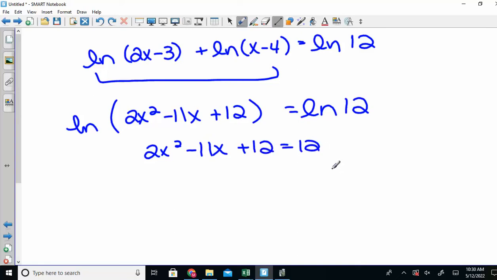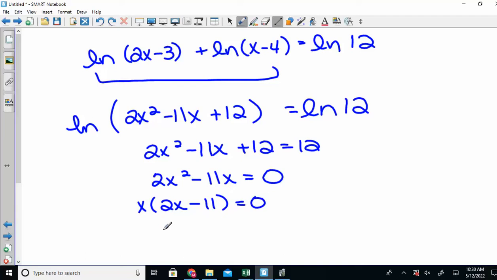Then what can you do? Get x by itself. It's a quadratic, which we normally set equal to 0. If we subtract over 12, it cancels. So what can I take out here? x. That leaves me with 2x minus 11. Set each of those equal to 0, so we get x equals 0 and 11 halves.